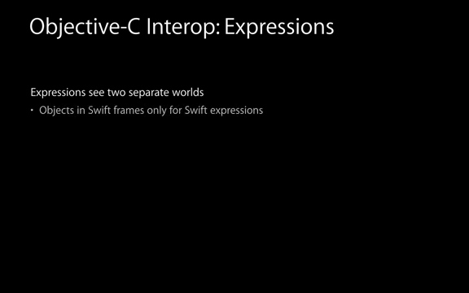If I'm evaluating expressions, however, things become a little more strongly separated. Expressions see two separate worlds. Objects that exist in Swift frames are only usable by Swift expressions. And the same is true for objects in Objective-C code frames. Your result variables, they get two separate namespaces. A little background on that.